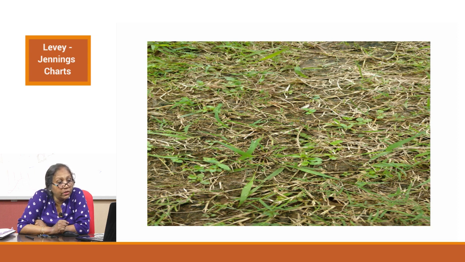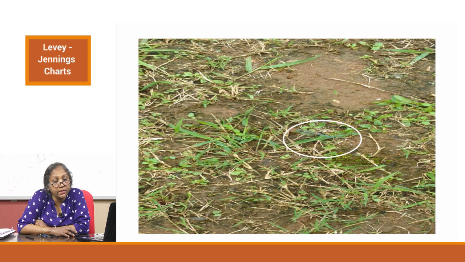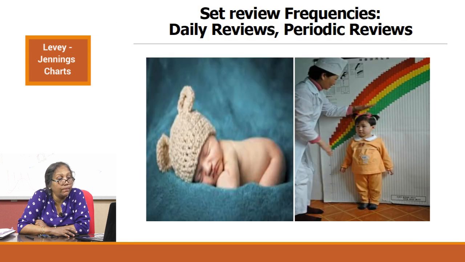Do you see anything on this picture? If you look closely, you might see something. This is what I'm saying, talking about looking at it closely. Can you look at this point here? Do you see anything? If you amplify, you see a dragonfly sitting there. So that is how closely you have to scrutinize your charts. Unless you scrutinize your charts, it doesn't add any value. So to add value to your laboratory's error detection mechanism, scrutinizing your charts is very important.